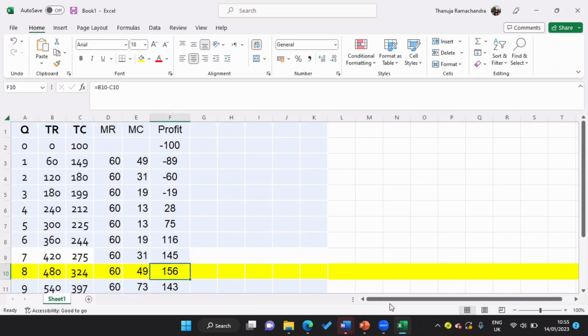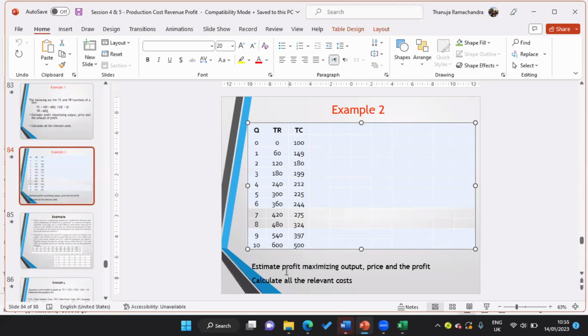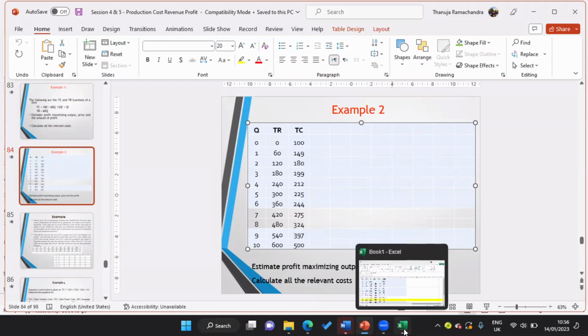So the next question is to estimate the maximizing output. If you are going based on the MR and MC, you can say it will be somewhere between the 8th and 9th level of production. According to the profit, we can say the highest profit is coming at the 8th level. So you have to say Q equals 8 and profit is 156, and the price is the question.